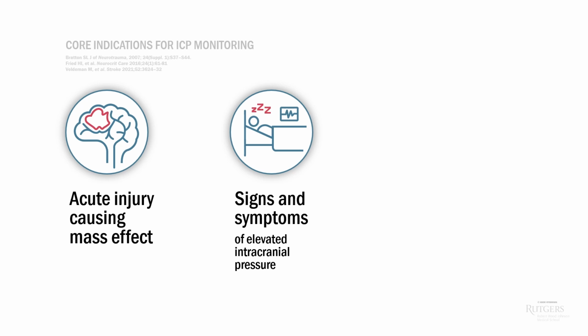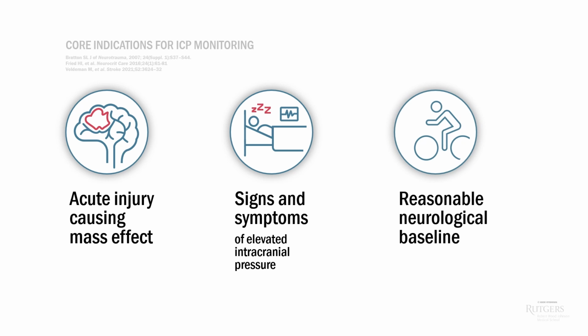For example, worsening headaches, nausea, vomiting, lethargy, and papilledema in a responsive patient, or posturing and anisocoria in a comatose patient, where there is serious concern for herniation. And there should be reasonable neurological baseline warranting such aggressive intervention. Basically, for benefits of an ICP monitor to exceed risks, at minimum, a patient with reasonable baseline has to have clinically relevant elevated intracranial pressure.